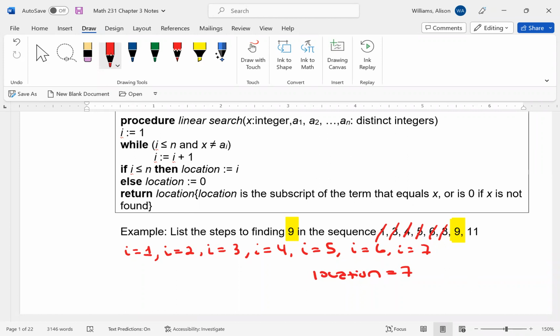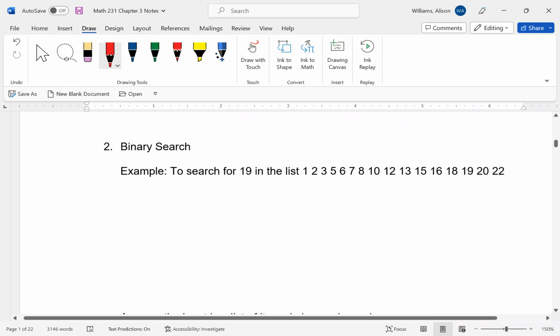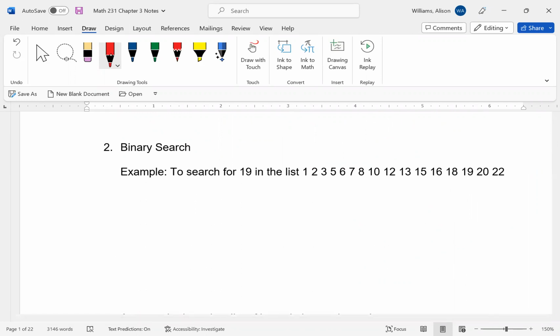All right, binary search. So to search using a binary search. Now we're looking at larger lists of numbers, and it might make sense to break up the list that we are looking at. So the way they do that is I'm going to tell you the steps, and then the steps will be written out in just a second right below. Actually, you should have it in front of you.